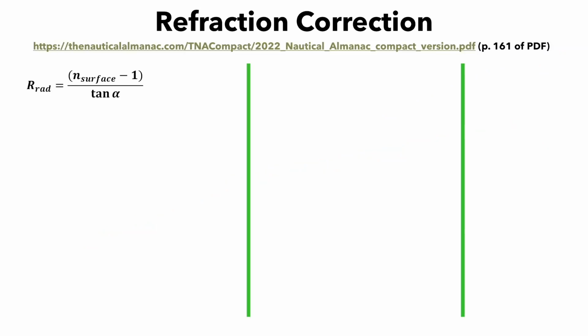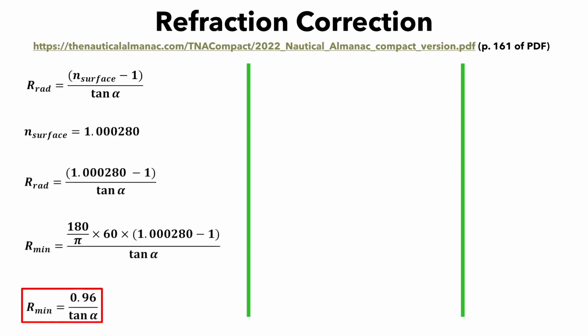In any case, the formula that calculates the refraction adjustment is given by the refractive index of the air at the surface, minus 1, all divided by the tangent of the elevation angle. We don't have time to go through the derivation for it, but just be aware that this is only an approximation because it ignores the curvature of the atmosphere. Okay, now the refractive index of air at the surface varies, but the typical value given is around 1.000280. And if we plug that into our formula and convert it from radians into arc minutes, we get the formula at the bottom, which is 0.96 divided by the tangent of the elevation angle.